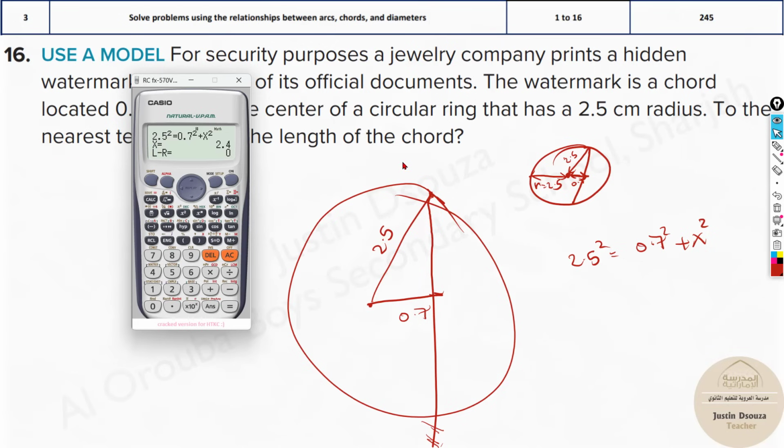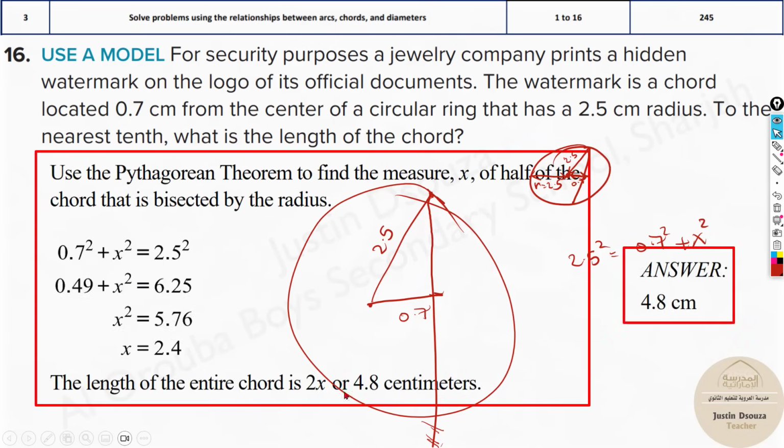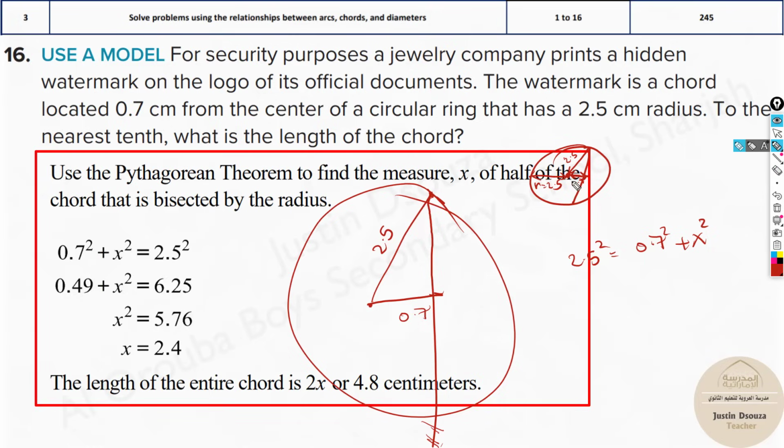Now they told nearest tenth, and that is nearest tenth itself. So it's okay. Now I forgot. 2.4 is the x value. What did they ask? It's not that. They have asked you the length of the chord. Please don't make the mistake I just now made. We got 2.4, that is this distance. Just half of the chord. Multiplied by 2. Again over here there's 2.4. So that is 4.8. That is the answer. 4.8 centimeters is the length of the chord.